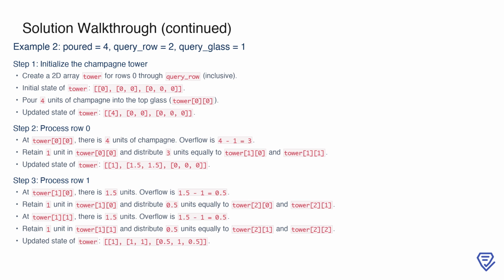Similarly, tower 1, 1 also contains 1.5 units, so the overflow is the same, 0.5. We retain 1 unit in tower 1, 1, and distribute another 0.5 units equally between tower 2, 1, and tower 2, 2. The updated tower is now 1, 1, 1, 0.5, 1, 0.5.